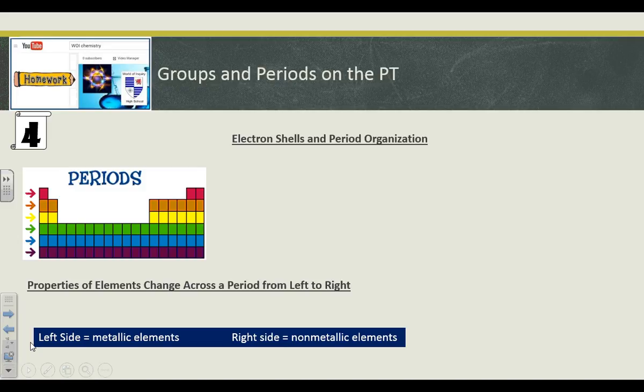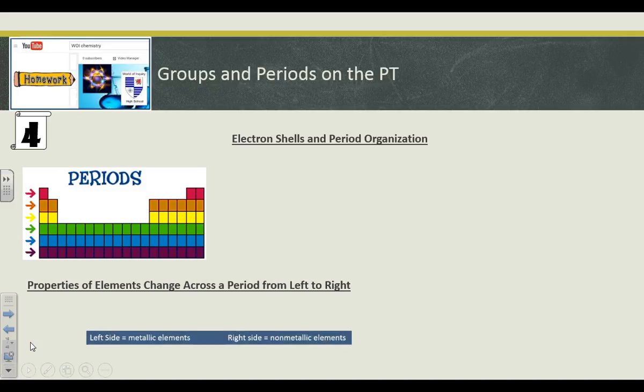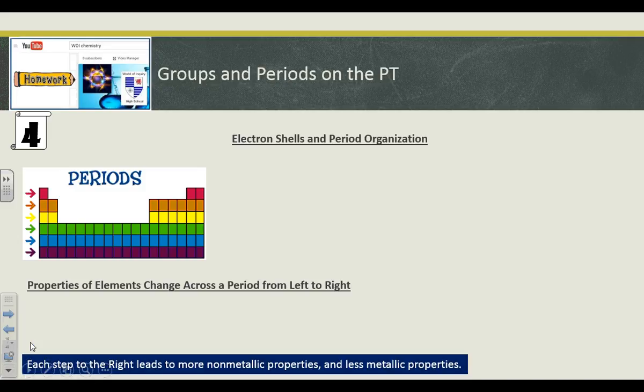The left side of this periodic table is all the metallic elements, and the right side is the non-metallic elements. And we talked about the staircase a little bit in the vocab video. We will highlight that more when we get into metals versus non-metals. Each step to the right leads to a more non-metallic property. So as I go right, I become more non-metallic, or I become less metallic. Either way you want to say it, it means the same thing. Non-metals are on the right.